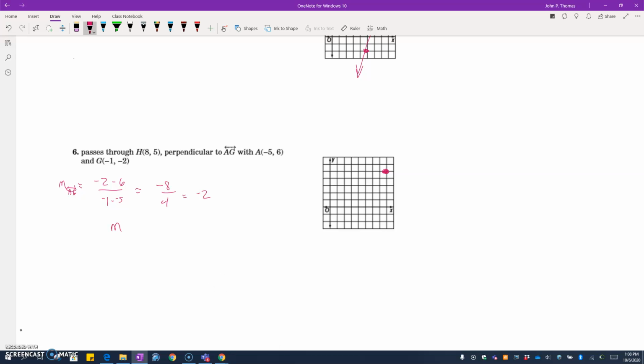So for the perpendicular slope, we'd flip that over and change the sign, so we'd end up at 1/2. From here, rise over run, so up 1 over 2 takes us off the grid. Down 1, back 2. Down 1, back 2. And we can fill in the rest of the graph this way. That gives us a line perpendicular to a line through those 2 points.